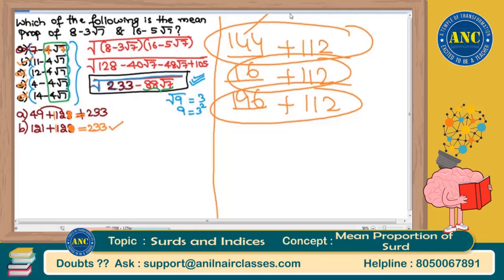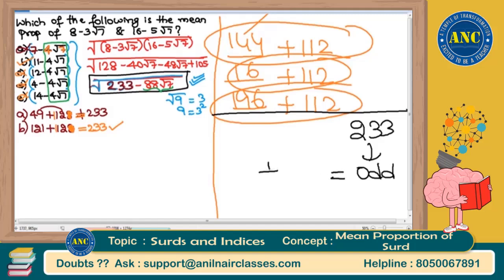Another smarter way of solving. Again, think logically. These are all beautiful ways of problem solving, sir. I need to get 233. 233 is an odd number. Something plus something should give you odd. Even plus odd only will give you odd, or odd plus even only will give you odd.